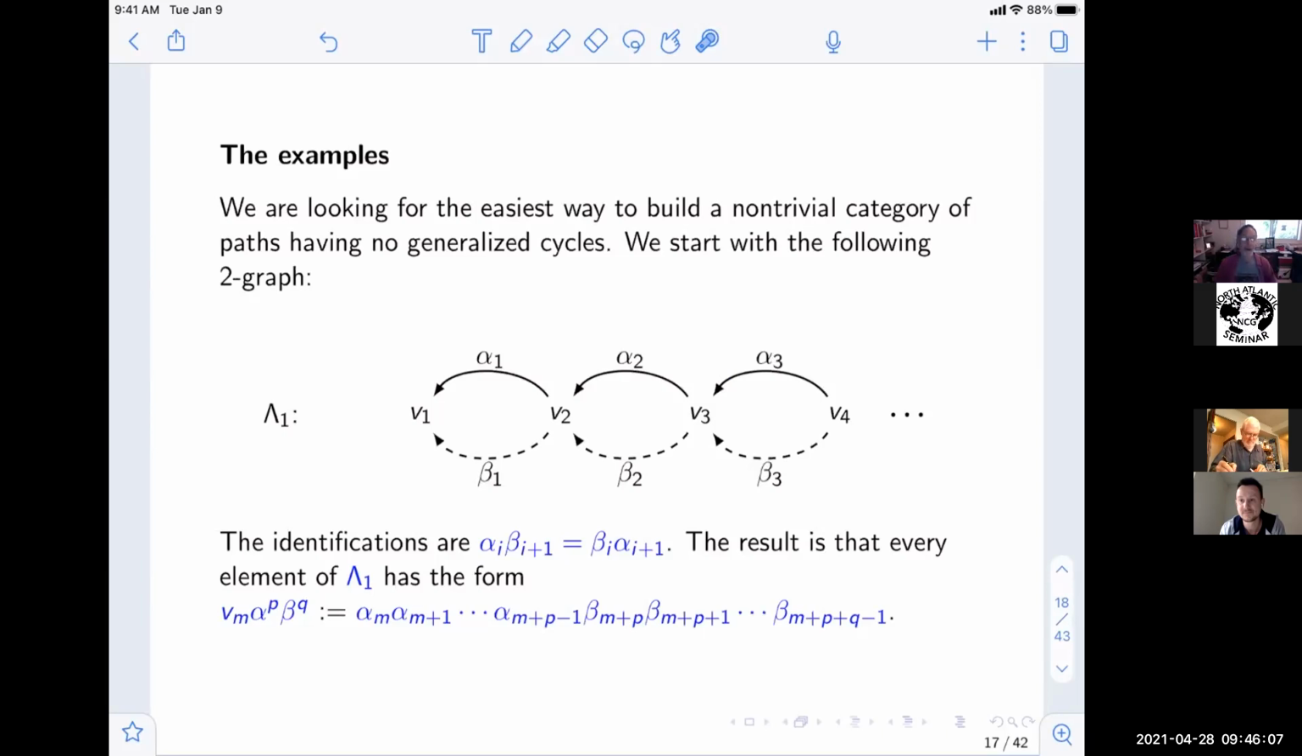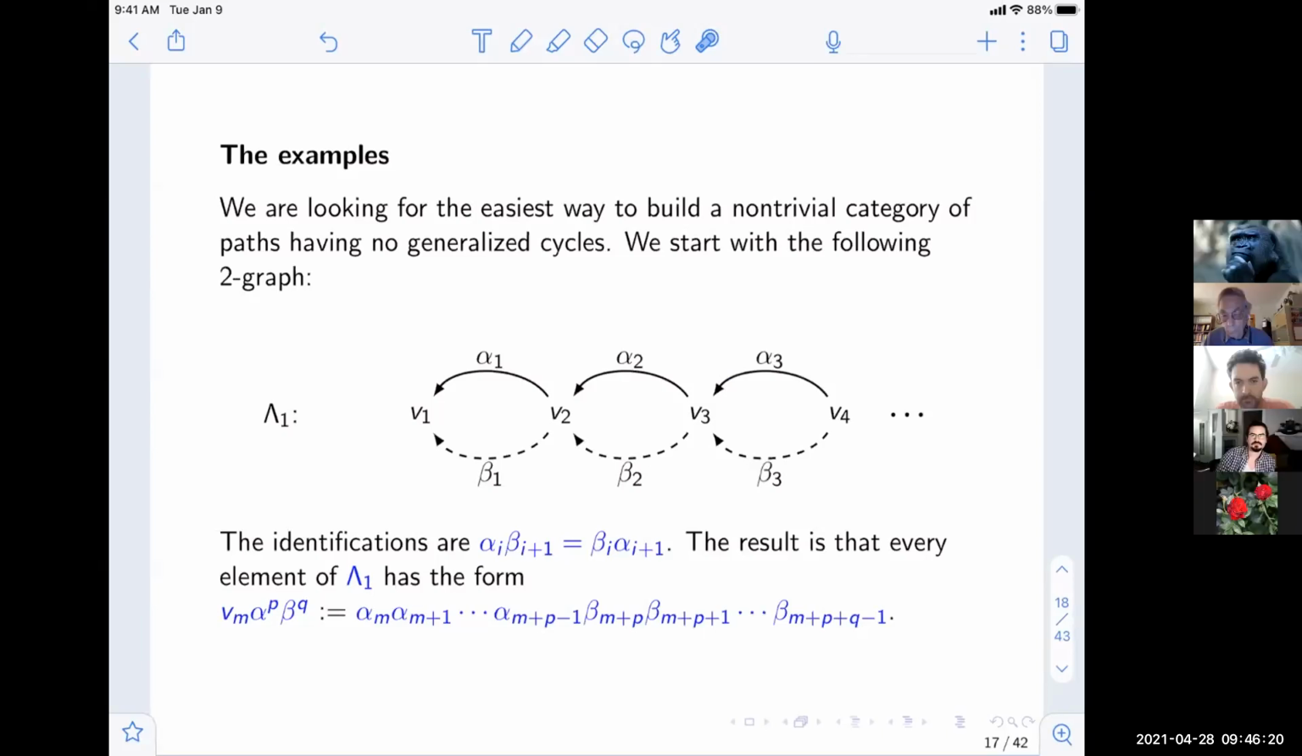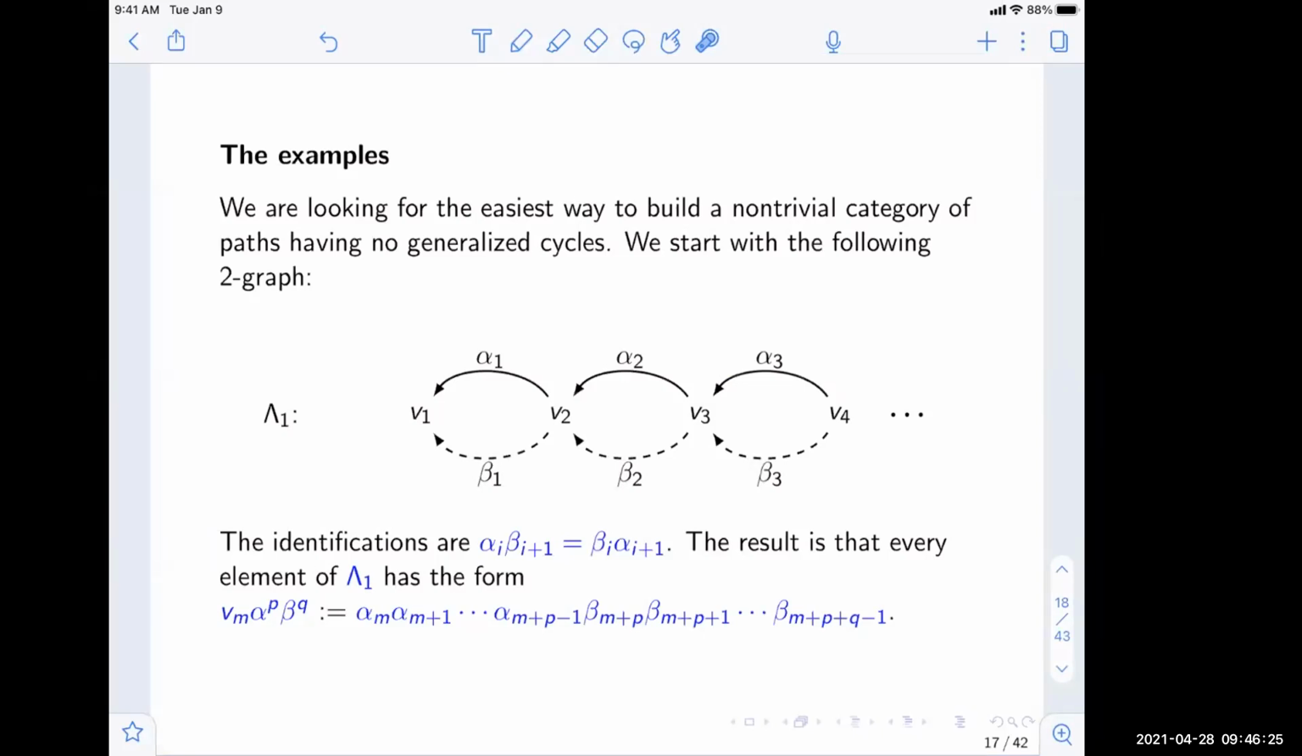So we build this by amalgamation. We start with a 2 graph, which I draw here. It's just a directed graph. I'm using the usual convention of giving different colors to the edges, so here's solid and dashed. You could think of it as two infinite sequences of paths, the solids and the dashed. And the identifications are a kind of commutation. If you follow alpha and then beta, it's the same as following a beta then an alpha.